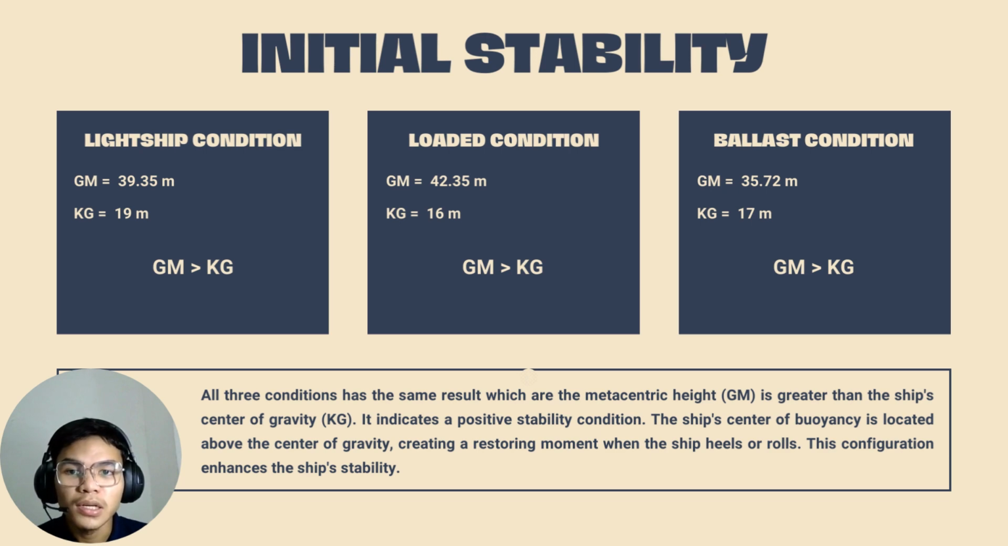As we can see, the value of metacentric height for all three conditions is greater than the ship's center of gravity. So, in this case, it indicates a positive stability condition. The ship's center of buoyancy is located above the center of gravity, creating a restoring moment when the ship heels or rolls. This configuration enhances the ship's stability.